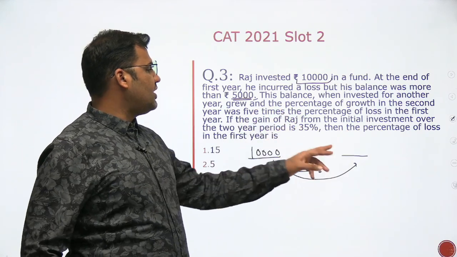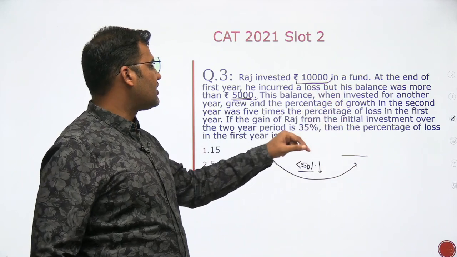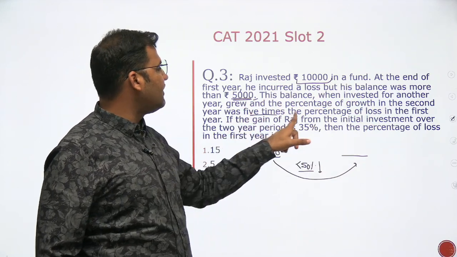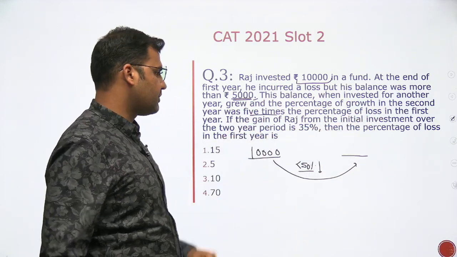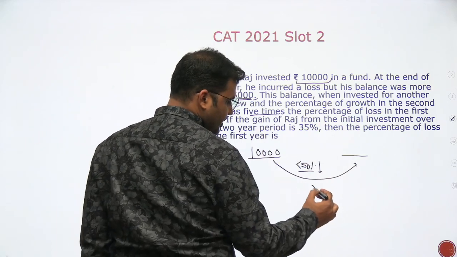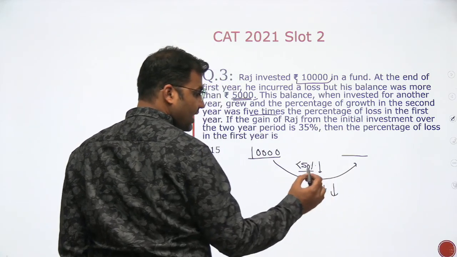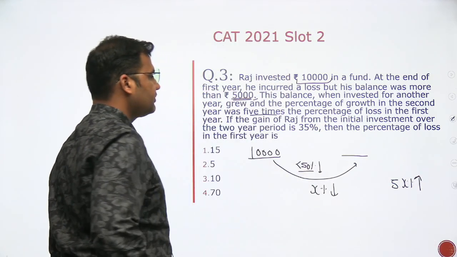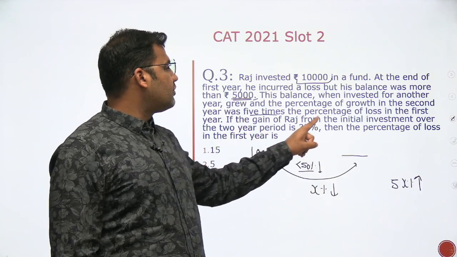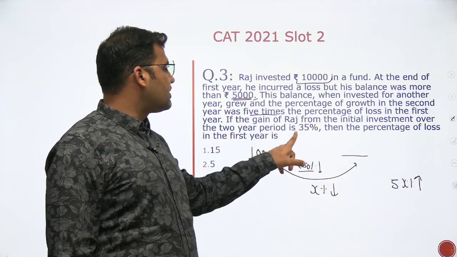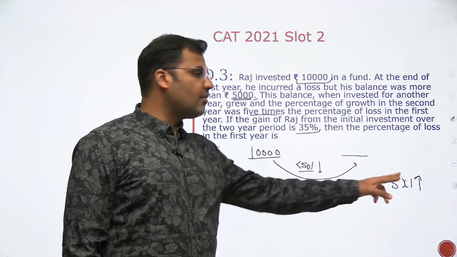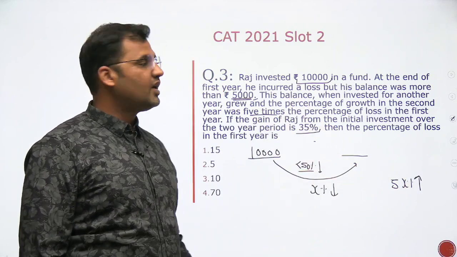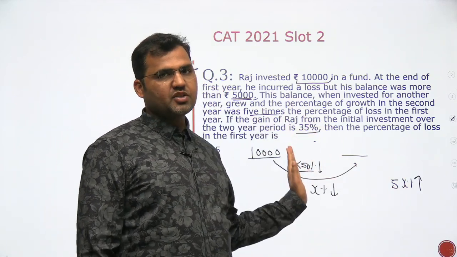This balance has been invested for another year, grew, and the percentage of growth in the second year was 5 times the percentage of loss in the first year. So if in the first year there is a loss of x percent, then the next year there is a growth of 5x percent, right? The gain of Raj from the initial investment over the 2-year period is 35%. Overall, in 2 years this x percent loss and 5x percent gain is giving him a total profit of 35%, meaning his investment increased by 35%.